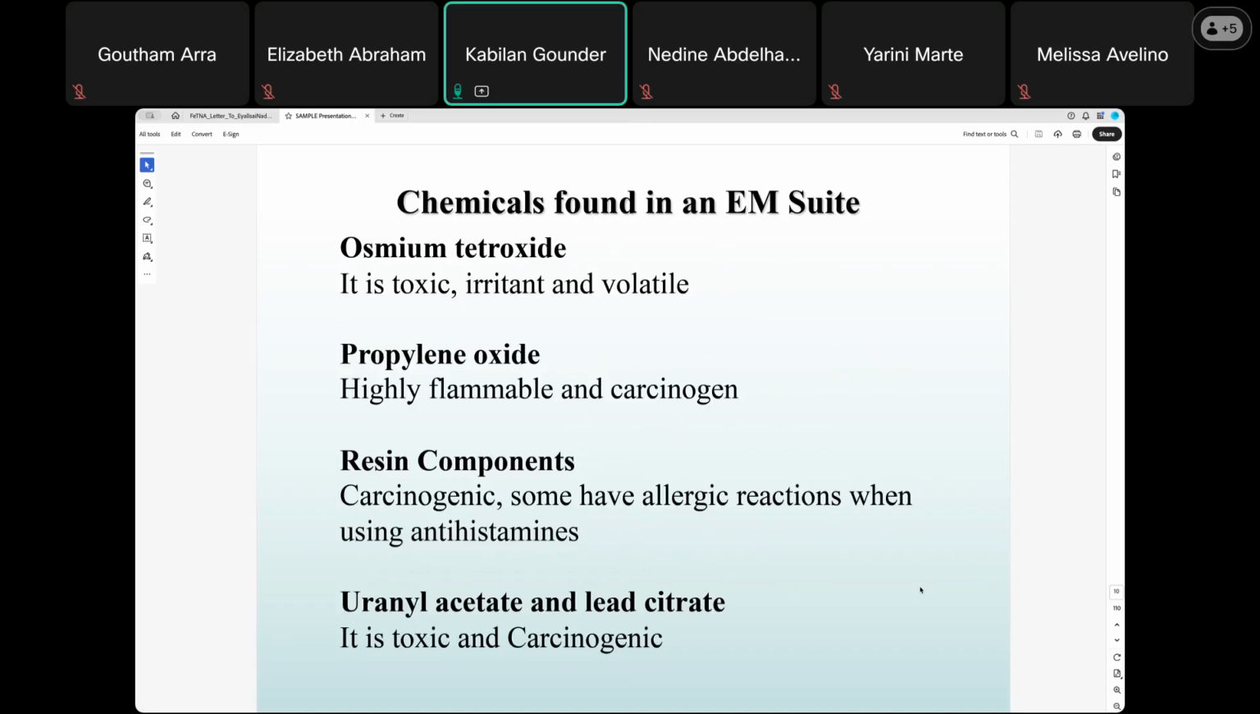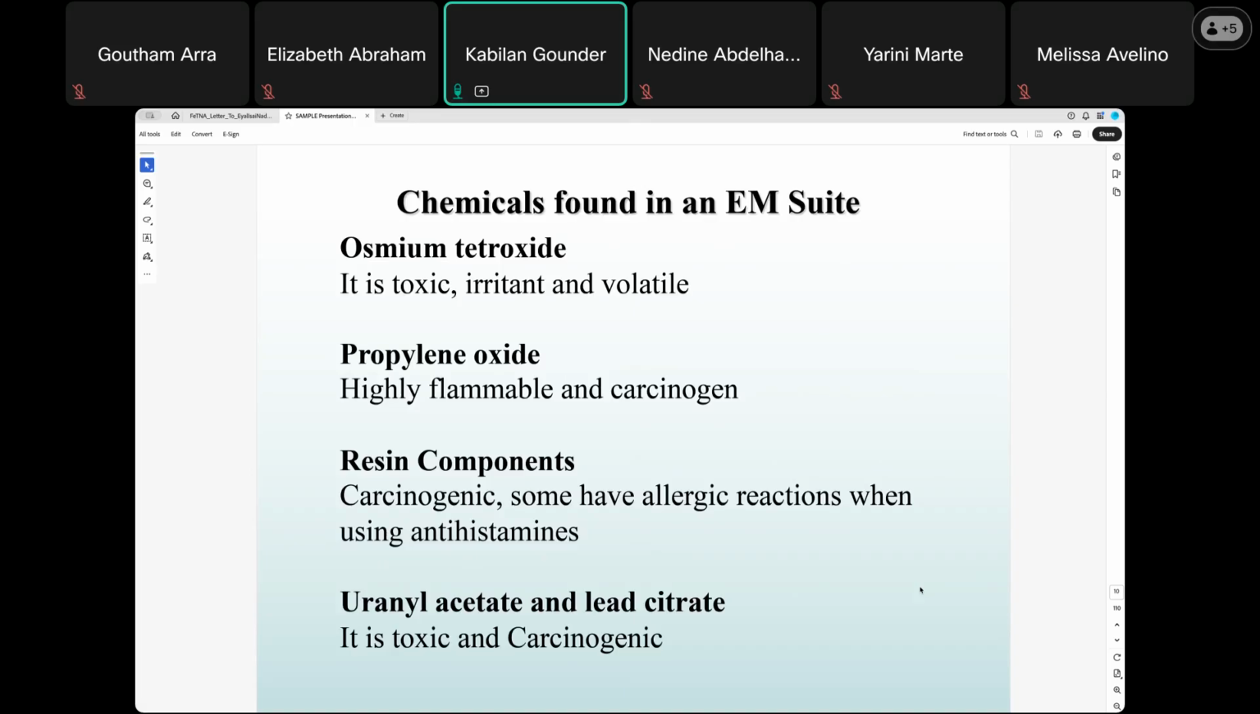For light microscopy, we use propylene oxide, and this is highly inflammable. Also, it is a carcinogen. For electron microscopy, you use embedding material to hold your samples, which is resin components, which are also carcinogenic. Some people have allergic reactions when using them, along with antihistamines.